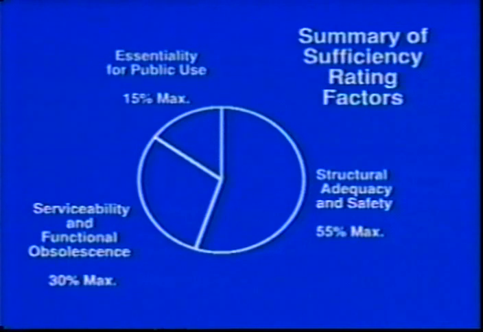The eligibility of a bridge for funding through the Federal Bridge Program is in part determined by its sufficiency rating. The sufficiency rating is a numerical summary evaluation from 0 to 100, with 100 indicating no deficiencies. The rating evaluates structural adequacy and safety, serviceability and functional obsolescence, and essentiality for public use. The structural adequacy and safety are determined by the condition ratings of the bridge superstructure and substructure, or of the culvert.